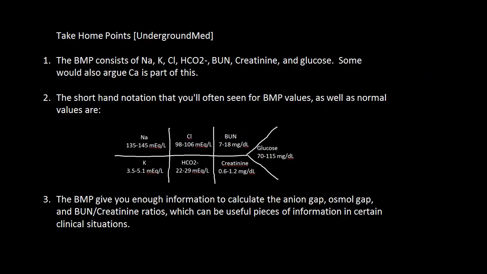Number 1, the BMP consists of sodium, potassium, chloride, CO2, aka bicarb, BUN, creatinine, and glucose. Some would also argue that calcium is part of this. The shorthand notation that you often see for BMP values as well as normal values are listed here for your reference. And lastly, the BMP gives you enough information to calculate the anion gap, the osmolar gap, and the BUN creatinine ratios, which can be useful pieces of information in certain clinical situations.